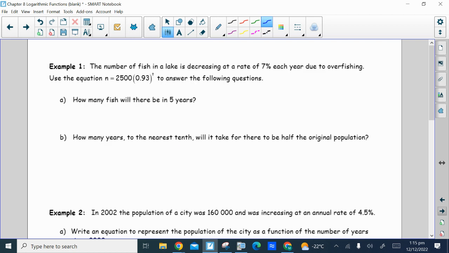Right, so sometimes you're going to be given the formula, sometimes you need to come up with it. The number of fish in a lake is decreasing at a rate of 7% each year due to overfishing. You can use that equation. If it's decreasing by 7%, that means it maintains 93%. So b, the base, is 0.93. The 2,500 refers to the initial population. How many fish will there be in 5 years? So that will be when t is 5.